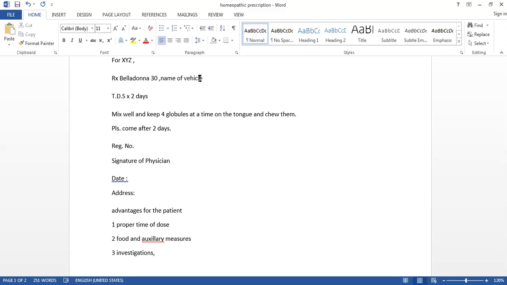Then if you want to prescribe the medicine in the form of the vehicle, that means a prescription with external use, here you have to write down the name of that instead of the medicine and potency, here you will write down the external application. If you want to give mother tincture here, then there will come For External Use, or you can also write Internal Use there.